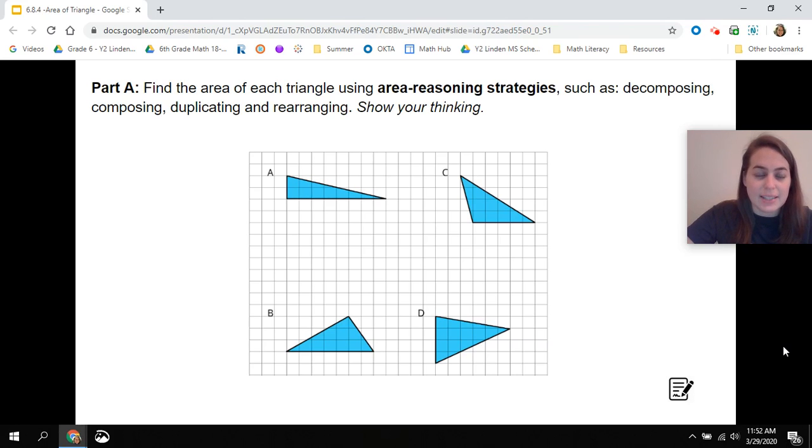Today's Grapple task. Feel free to make annotations as I read. Find the area of each triangle using area reasoning strategies. That could be decomposing, composing, duplicating, or rearranging. Show your thinking on paper. We're going to pause here so you can sketch out a plan of how you'd find the area of each of these triangles. It might take more than one sketch, so feel free to try again if your first try doesn't work.